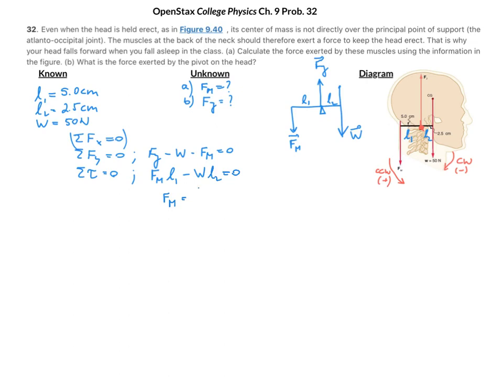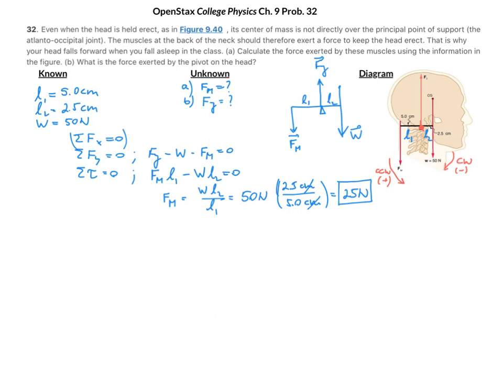So now we can solve for the force that the muscles exert. So that is F sub m equals weight times L2 over L1, and the weight is 50 newtons. L2, I'm going to leave my units in centimeters because they will cancel out anyhow. So that's 2.5 centimeters divided by 5 centimeters. As I said, the units will cancel out, and we end up with 25 newtons. And since the value is positive, it means that the original direction that was chosen here was the correct direction. So that means that this force acts down.